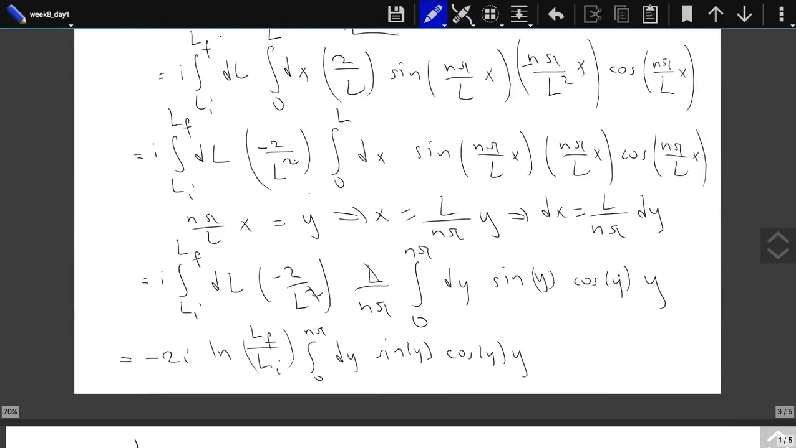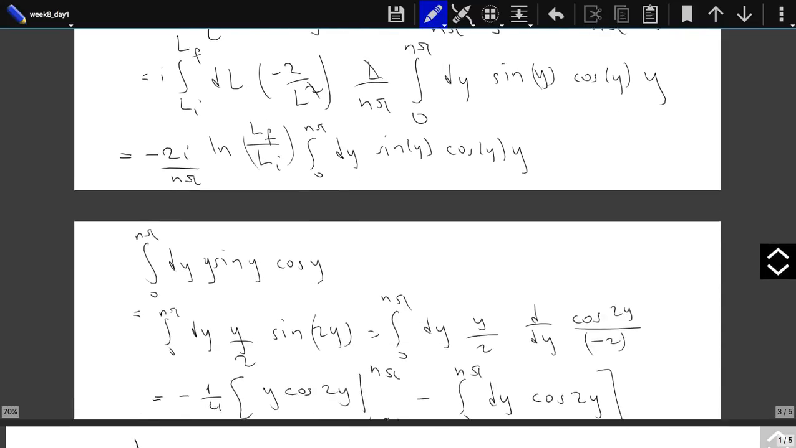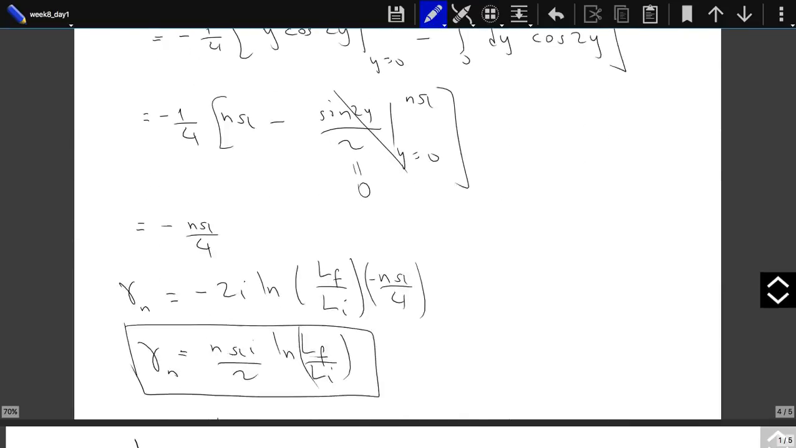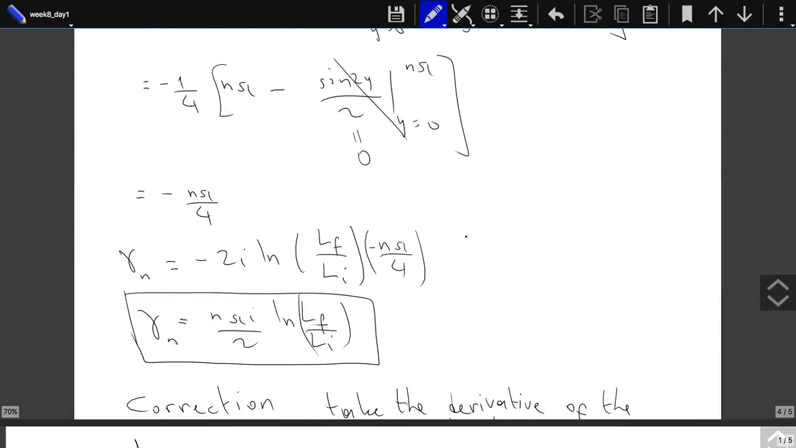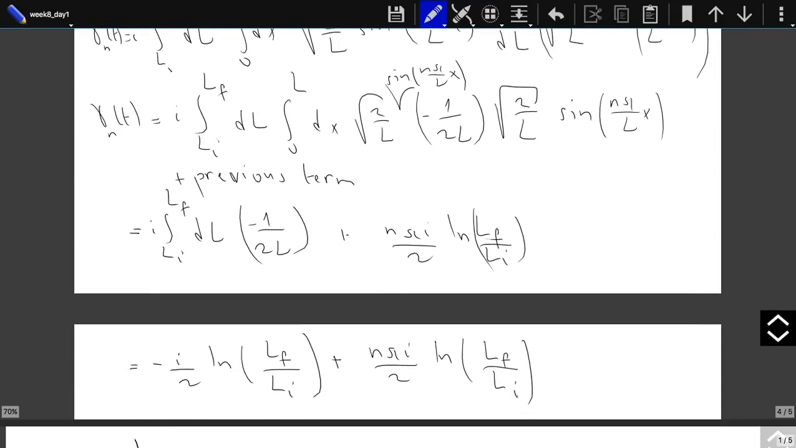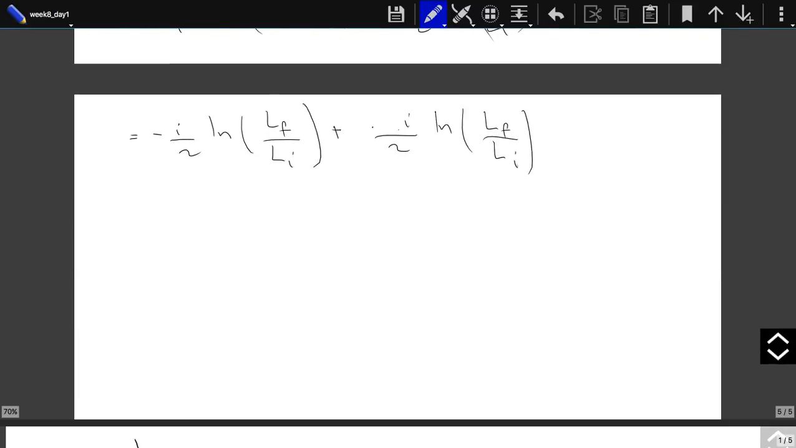Let's look at over here. I have this 1 over n pi, 1 over n pi, over n pi, which I forgot. So the final answer is 1 over n pi. So this n pi is not there. I over 2. This n pi is not there. So gamma n of t is equal to 0.